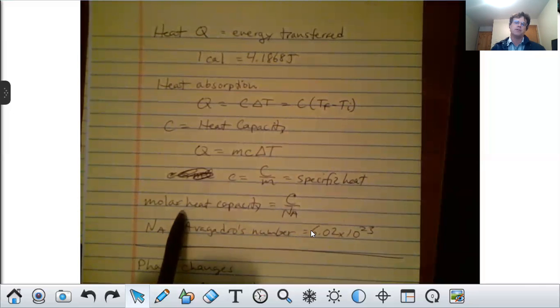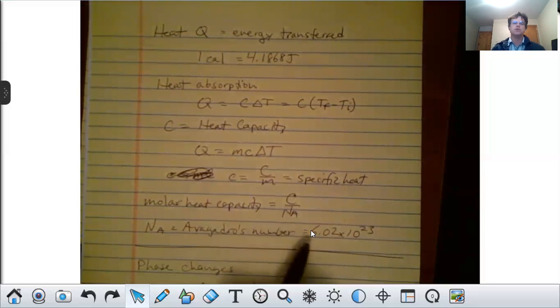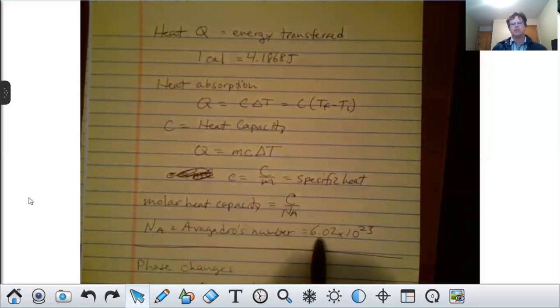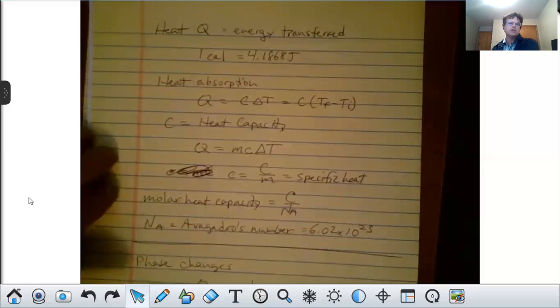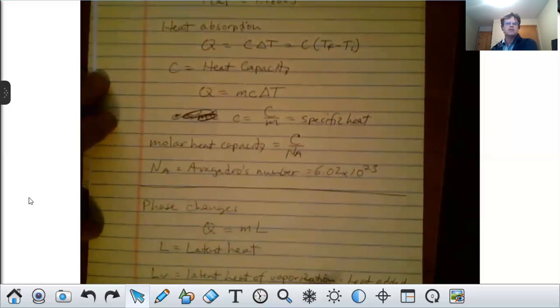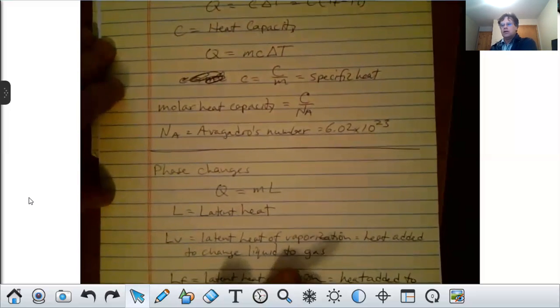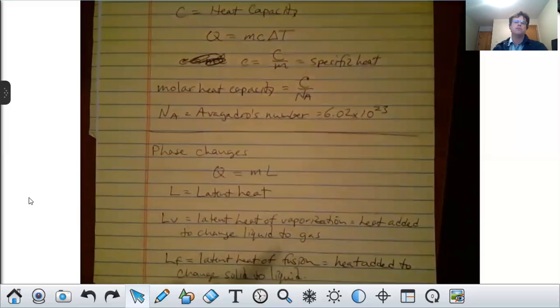People often also talk about molar heat capacity, which is the heat capacity per mole. And 1 mole is equal to 1 Avogadro's number of units or atoms. And Avogadro's number is 6.02 times 10 to the 23. So in the future, we might talk about the molar heat capacity, but not really much in this chapter or in this section.